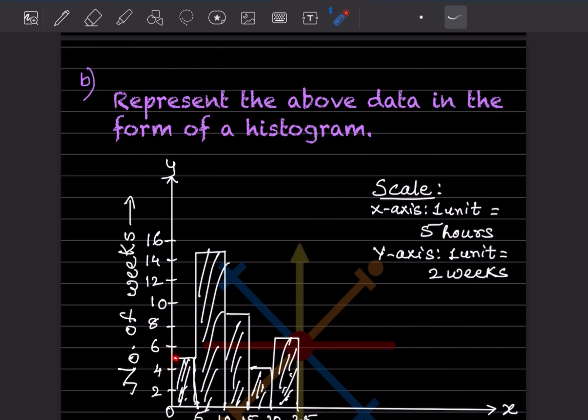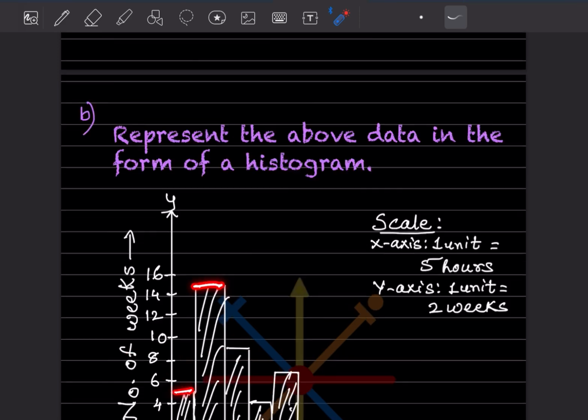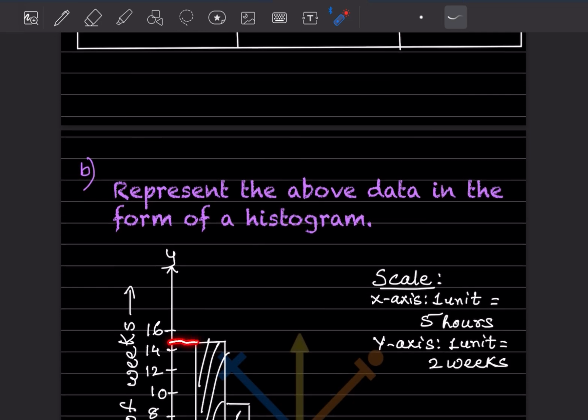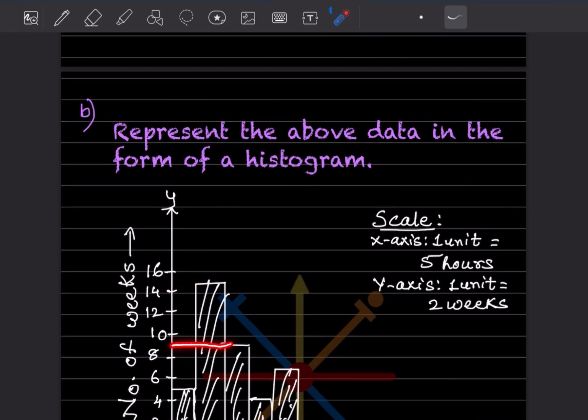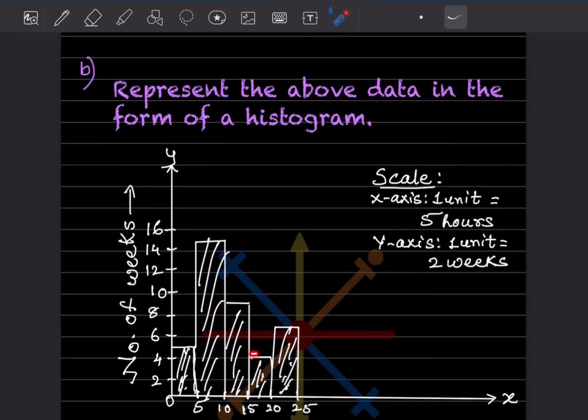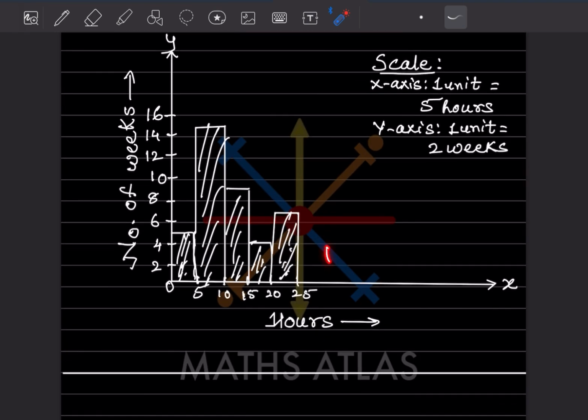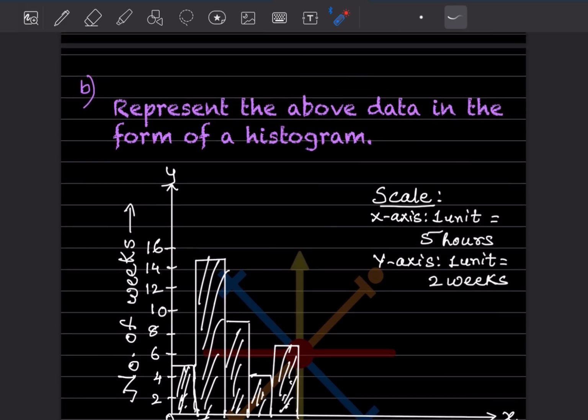The next one is 15 and 9. 15 means it will be in between this. The 9 is going to be in between 8 and 10. So this again is going to be here 4, and this is 7. Hope you got this histogram.